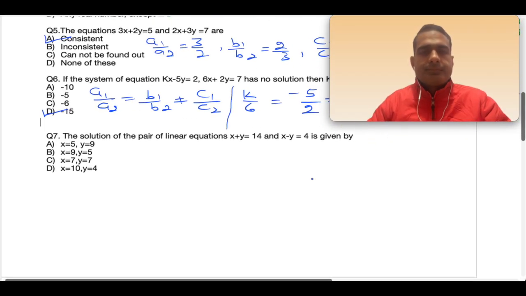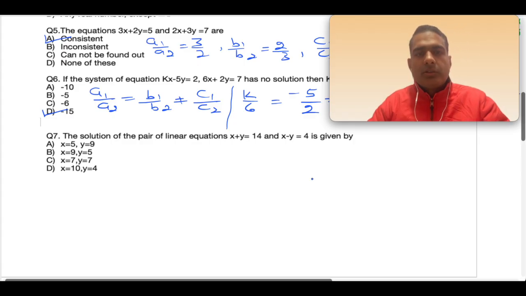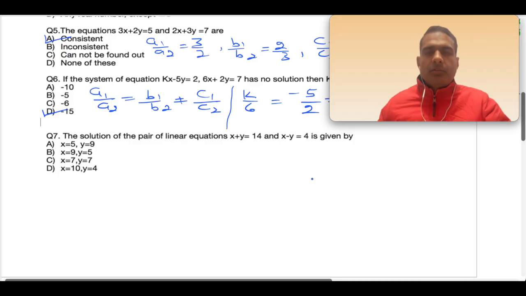Now, coming to question number 7. The solution of the pair of linear equations x plus y is equal to 14 and x minus y is equal to 4 is given by. So we know there are two ways to solve this type of questions. Mainly there are three ways, but CBSE has removed the cross multiplication method. So either we can use the elimination method or the substitution method to solve this question.